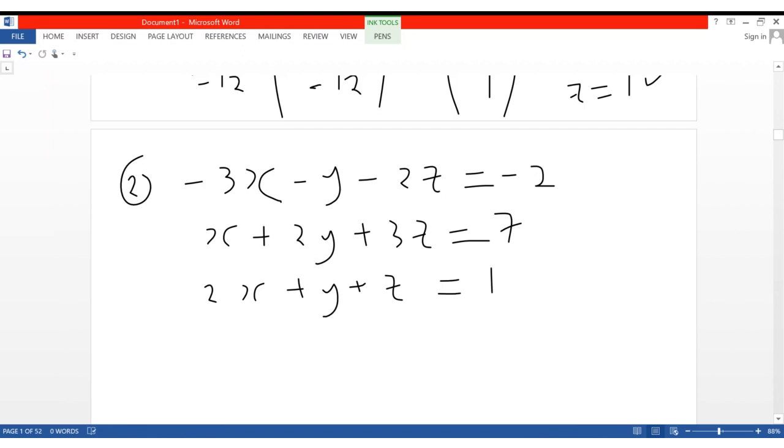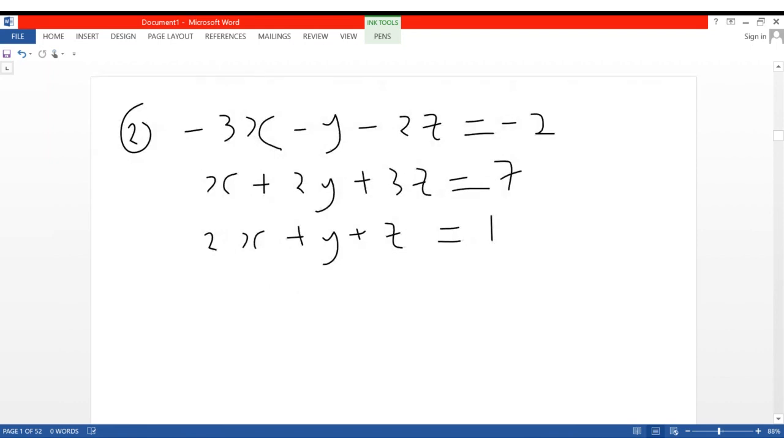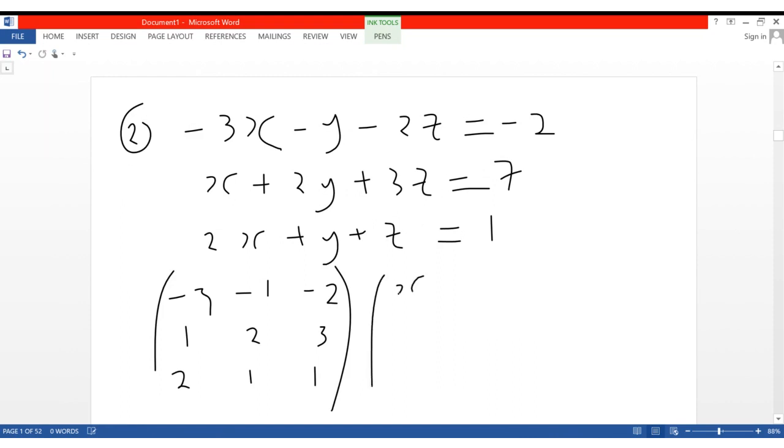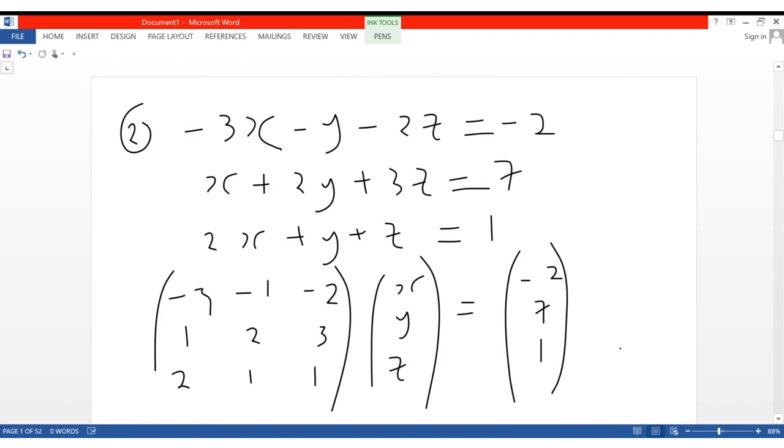Let me do this one without so many mistakes. I'll be able to jump some steps on the cofactors, which are just block and then we multiply. So the matrix equation will be negative 3, negative 1, negative 2, 1, 2, 3, 2, 1, and 1. Then I'll have x, y, and z, then negative 2, 7, and 1. So I'm able to call this one A.